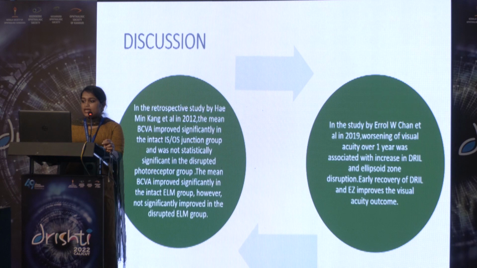And in the study by Errol W. Chan et al. in 2019, worsening of visual acuity at 1 year was associated with an increase in disorganization of retinal inner layers and ellipsoid zone disruption, and early recovery of DRIL and ellipsoid zone improves the visual acuity outcome.